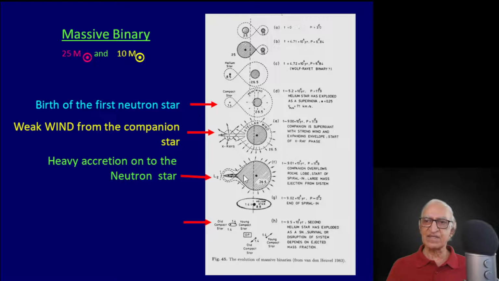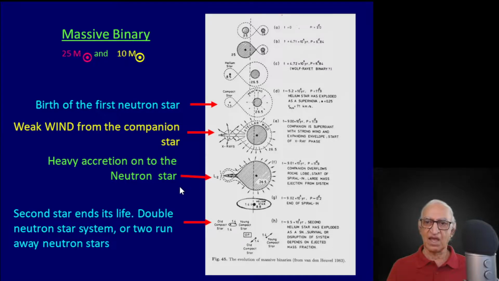When the companion star fills its Roche lobe and transfers mass, there will be heavy accretion onto the neutron star. The neutron star will be spun up because it's accreting not only mass but angular momentum. And then the second star will also end its life in a supernova explosion, which will result in the birth of a second neutron star. We will end up with either a double neutron star system or 2 runaway neutron stars.